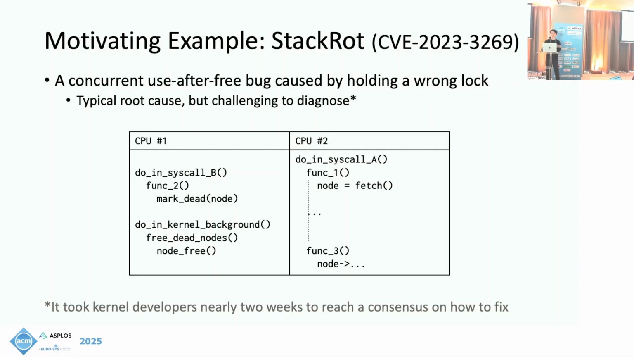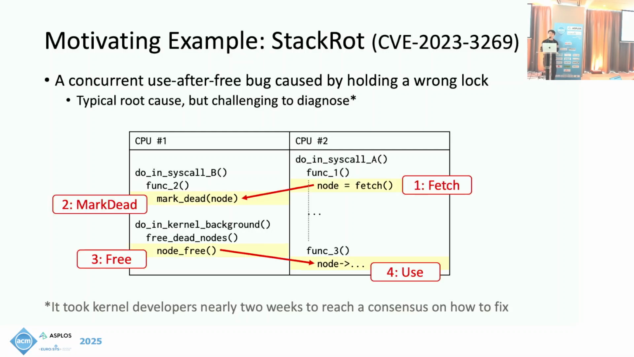So this is a simplified trace of a famous kernel CVE. It is a concurrent use after free bug, and its root cause is that one CPU holds a wrong lock when it is trying to free an object. So as a result, when CPU 2 is traversing the data structure and it fetched the node, before its access to that node, CPU 1 can mark that node as dead. And in the background, there can be a kernel thread that frees all the nodes that have already been marked as dead. So as a result, CPU 2 will face a use after free. So this is a typical concurrency bug, right?